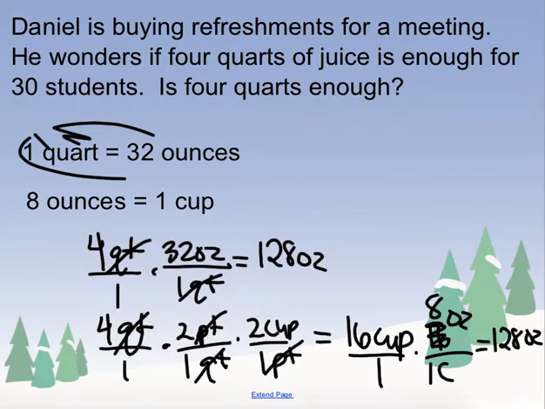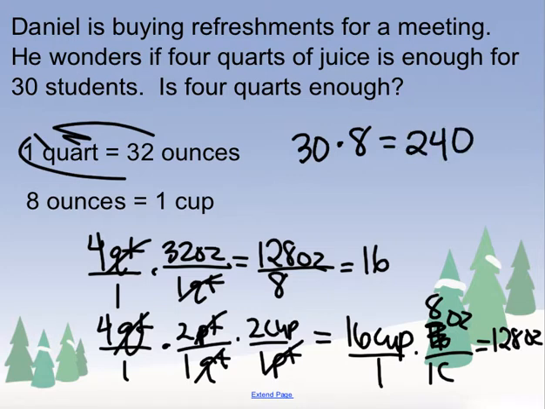But the question is, is this enough for 30 students? If I divide this by a typical portion size, 8, 128 divided by 8, let's see, we get 16. Is 16 enough servings? No, we have 30 students. And 30 students at 8 ounces apiece is 240 ounces. So we need quite a bit more juice, actually 112 ounces more. So we do not have enough.